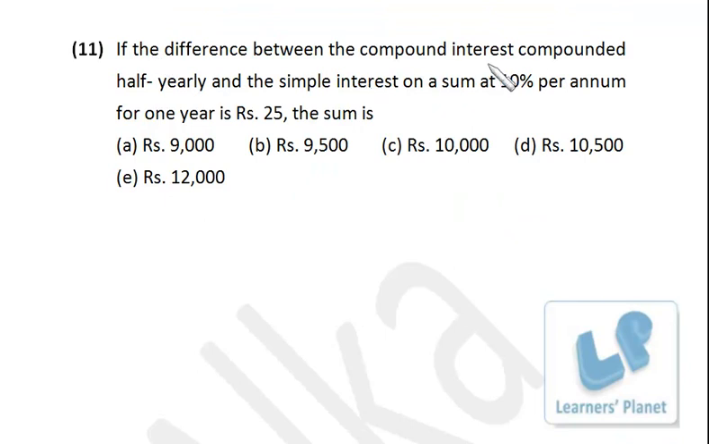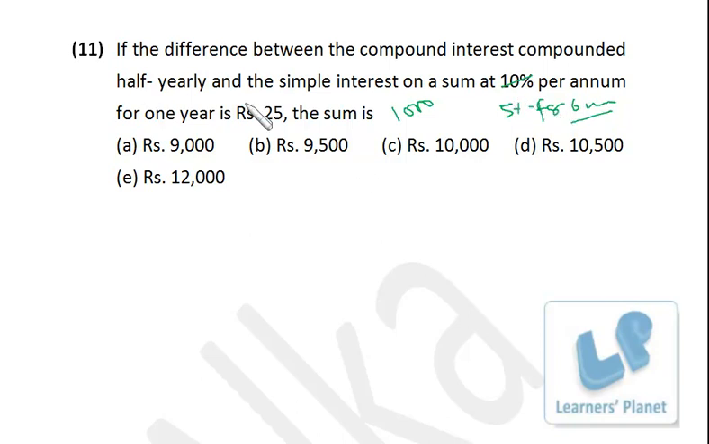If the difference between the compound interest compounded half yearly and simple interest on a sum at 10% per annum for 1 year is rupees 25, the sum is? Once again, we assume the sum is rupees 1000. Now it is 10% per annum, that means it is 5% for 6 months. Right? Because see, compounding is done half yearly. So there will be 2 half years in 1 full year. So we just have to go in the same way. The only difference is the interest will be calculated on a half yearly basis, right?